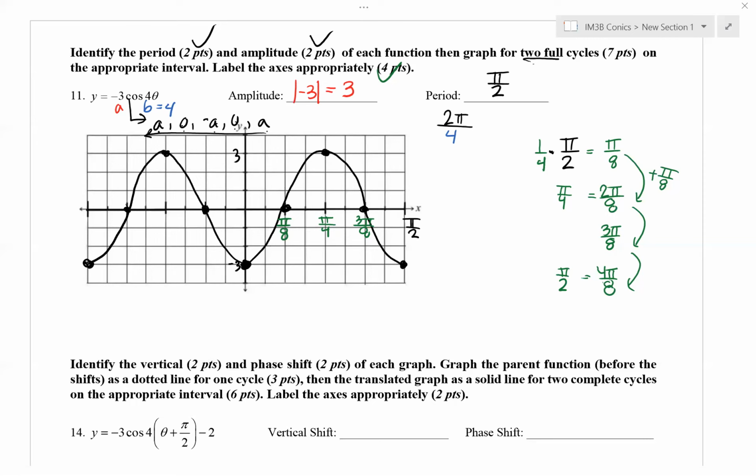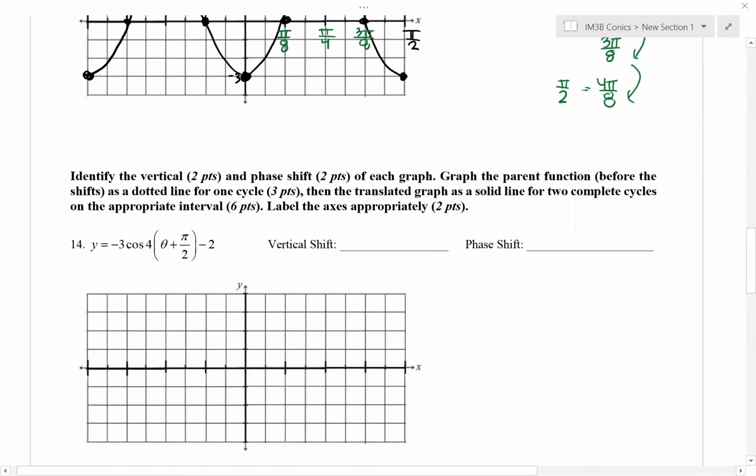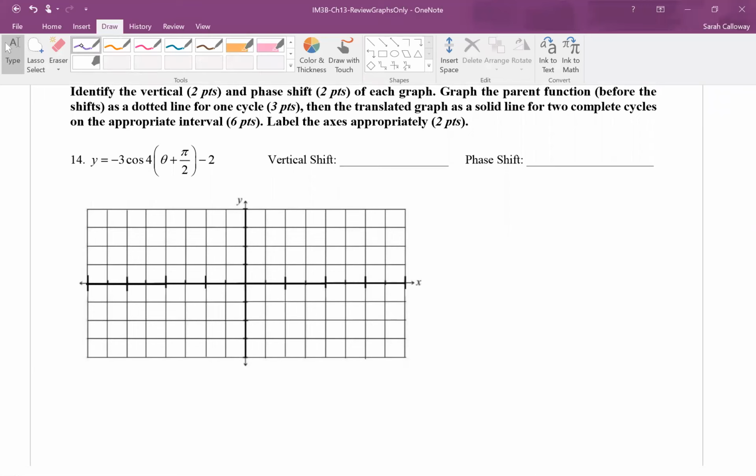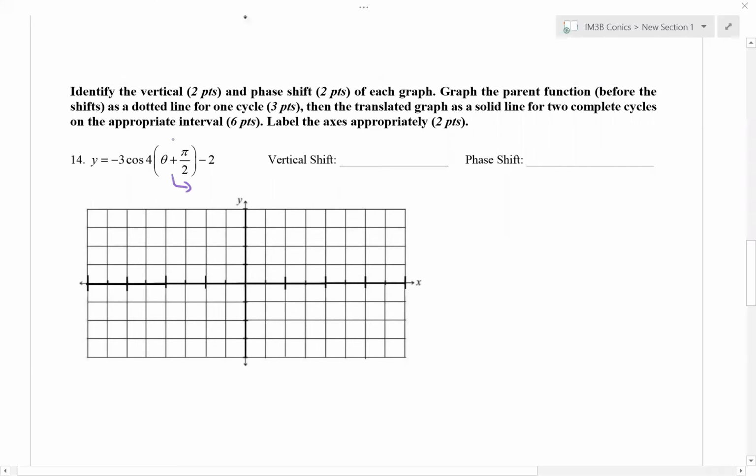If we look at question 14, A and B again are the same, but these now have H and K. The H value in this one is what's inside the parentheses. Remember, it's minus H, so it's always the opposite. So this is negative pi over 2 is the value for H. H tells us a phase shift, so that means that negative is left. So this is going left pi over 2 units.